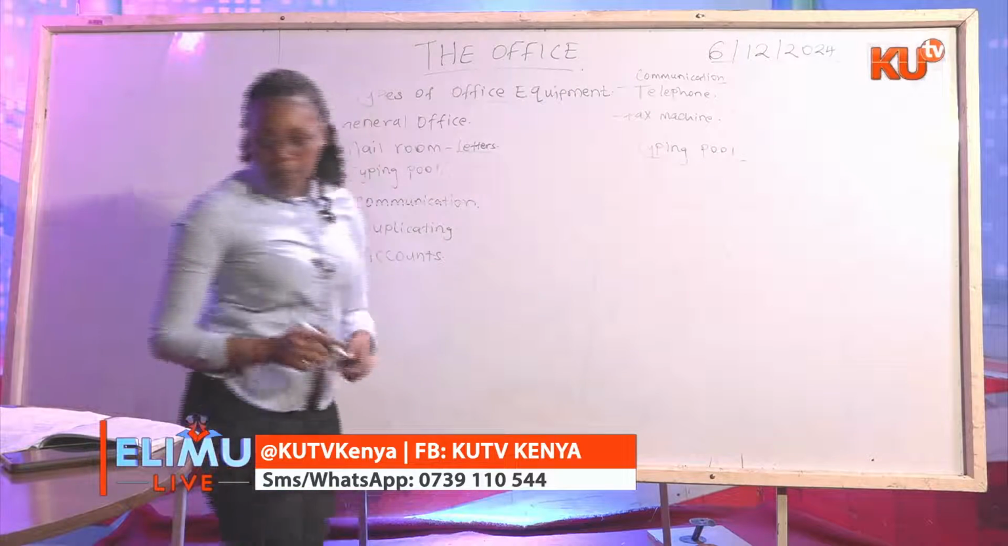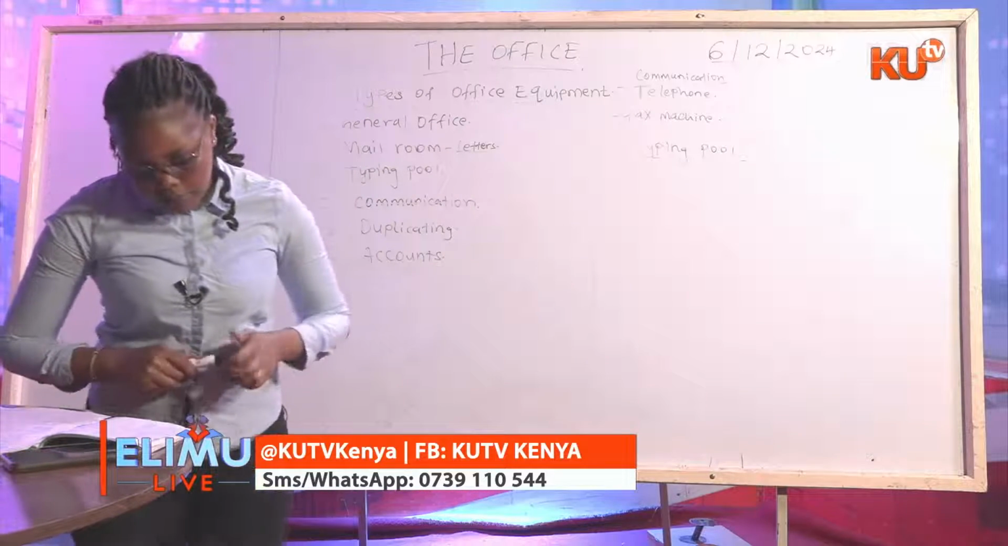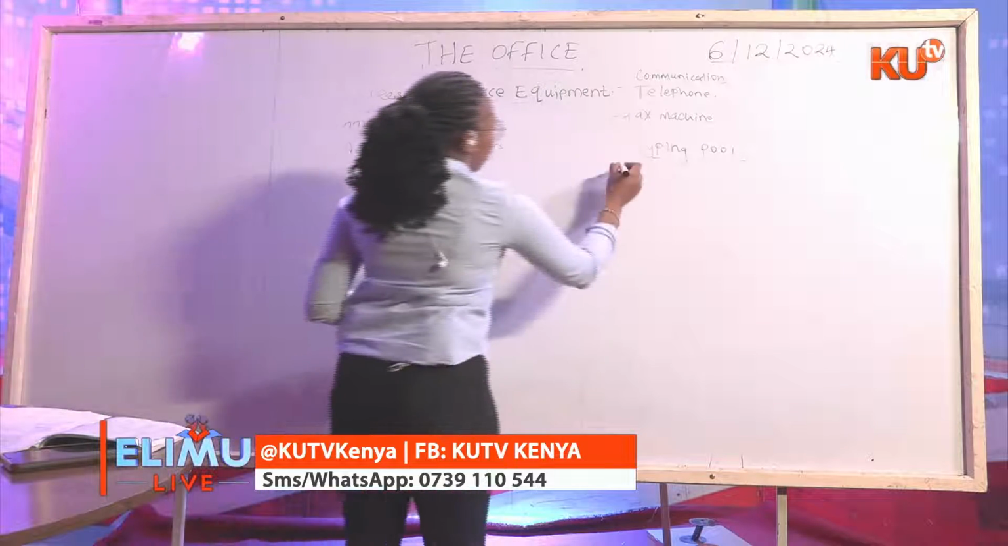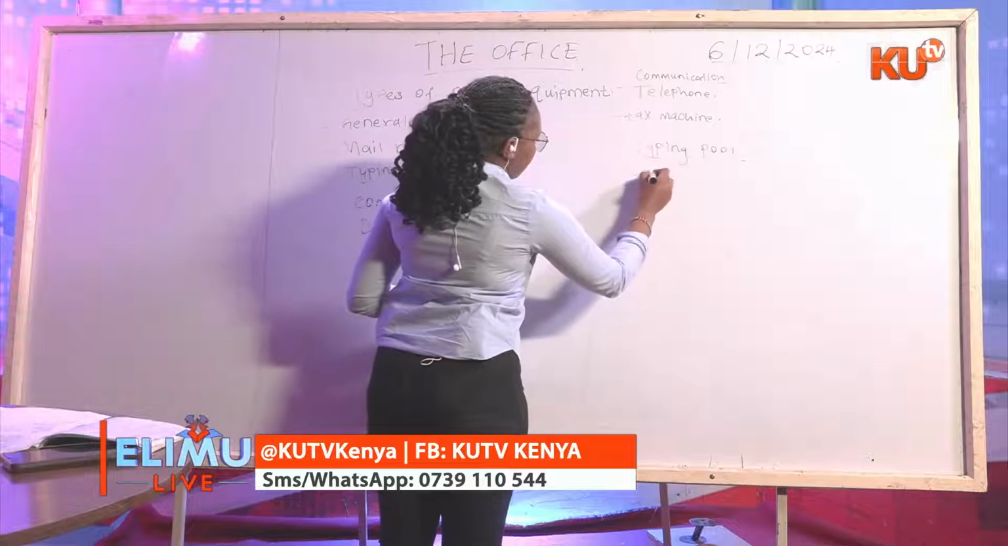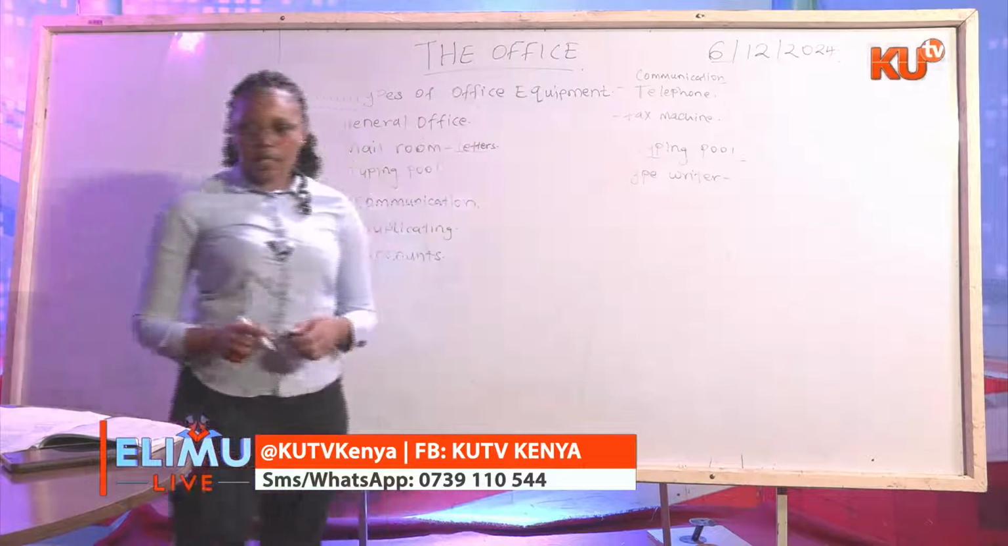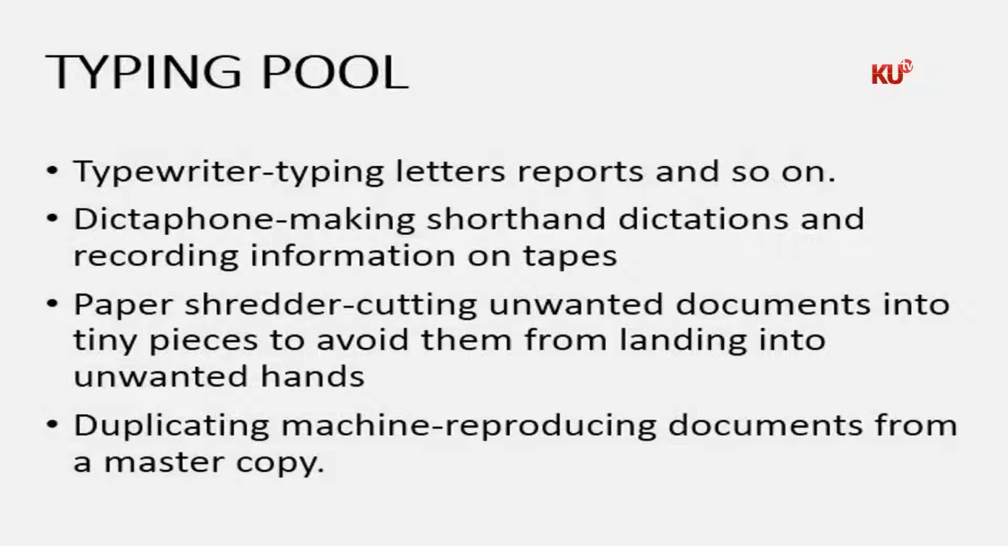A typing pool. The first one we have is a typewriter. This one can be manual or electric. So it is for typing letters, reports, newsletters, and so on.